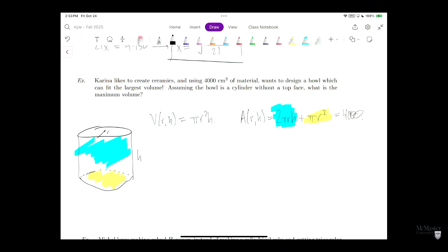Okay, so instead of completing the square, originally I wanted to isolate for R, but no, we're going to isolate for H. So H is equal to 4,000 minus pi r squared over 2 pi r, excuse me. I made that same mistake last time. Here, we can substitute them into each other to get V as a function only of r. So V of r is equal to pi r squared times 4,000 minus pi r squared over 2 pi r.